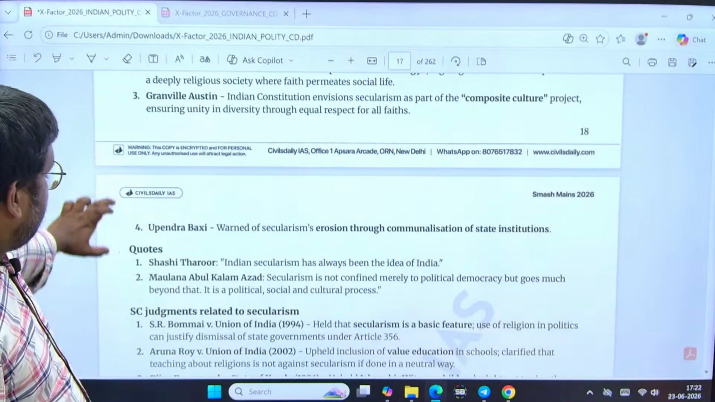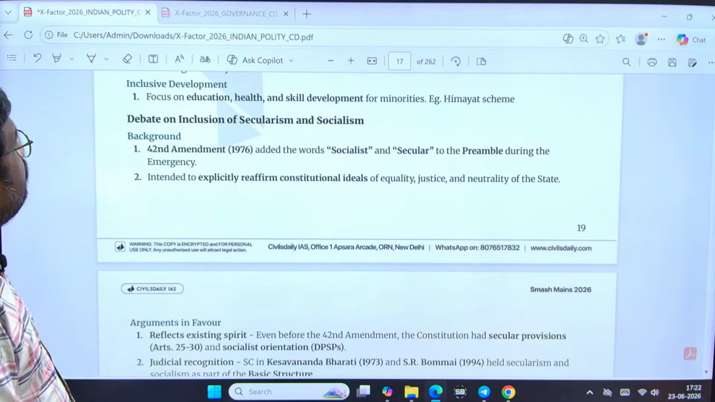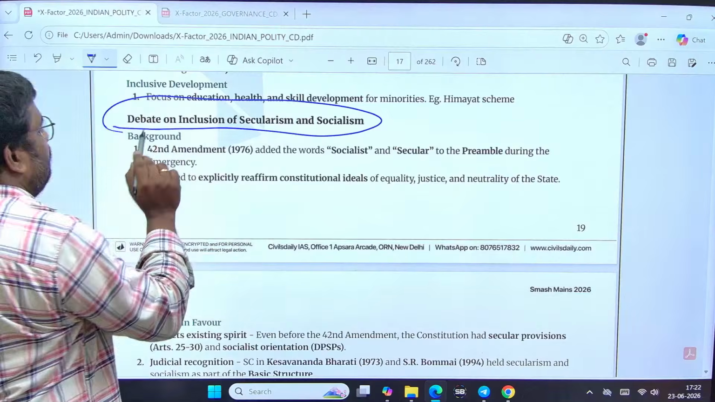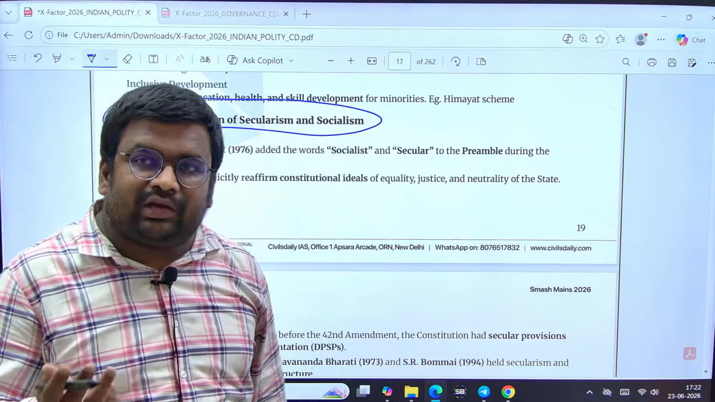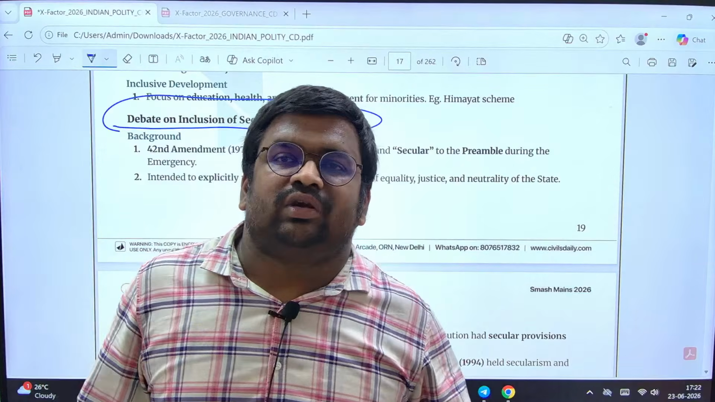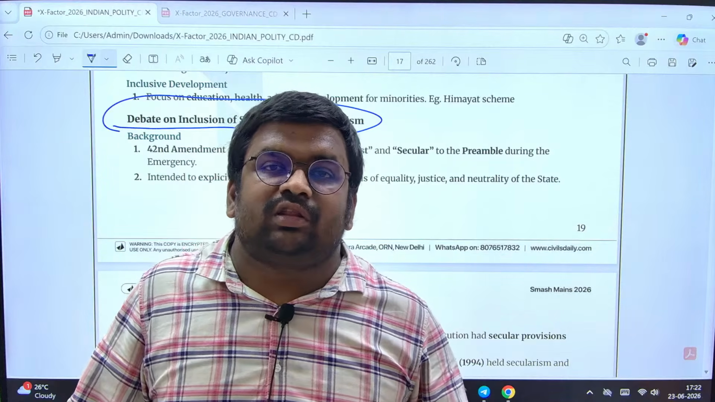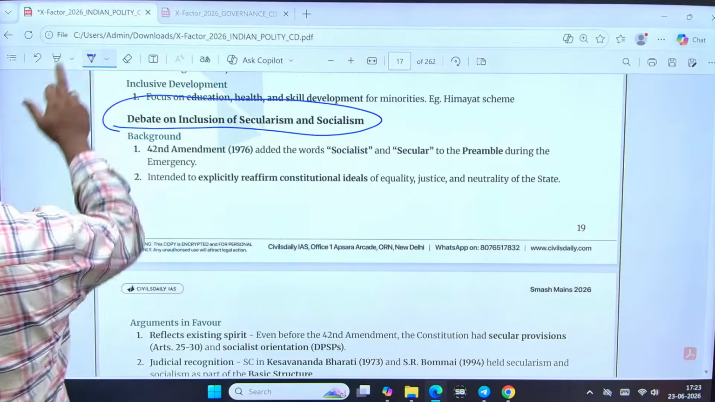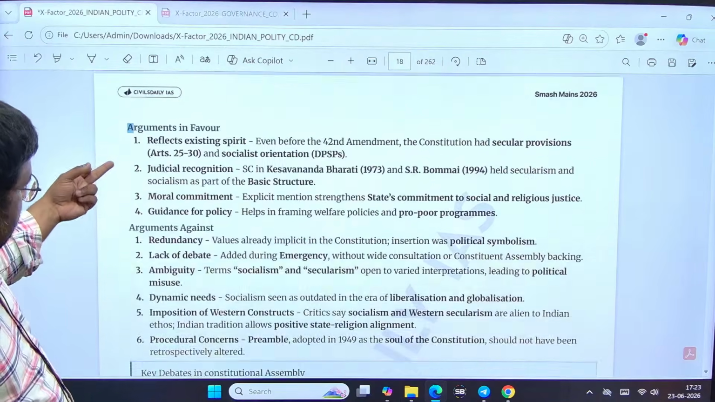So that also, the debate on inclusion of secularism and socialism. Right? This was recently in news, so you can get a question on that. Discuss the recent debate surrounding the inclusion or relevance of socialism and secularism under the preamble of Indian Constitution. That also you get the ready-made answers. Okay?